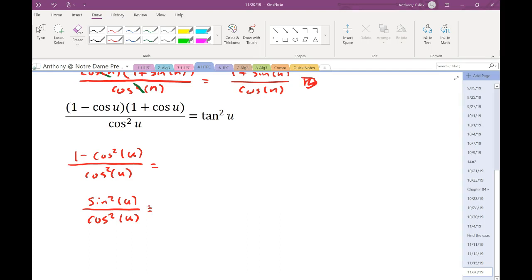Now what? Sine squared over cosine squared is tangent squared. And what was I supposed to end with? Tangent squared. So I'm done.